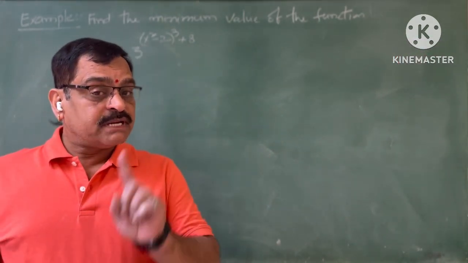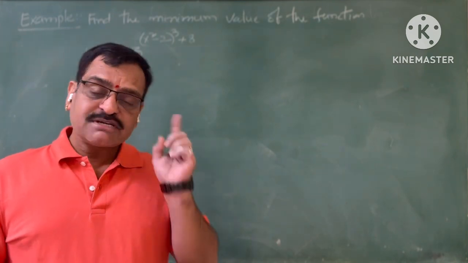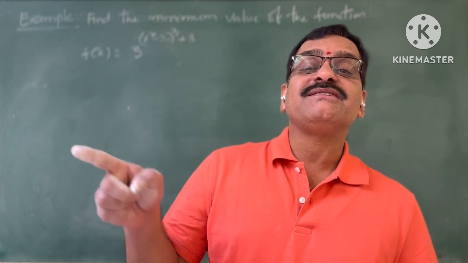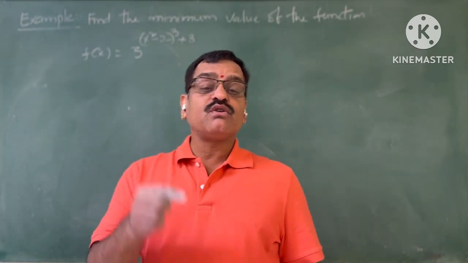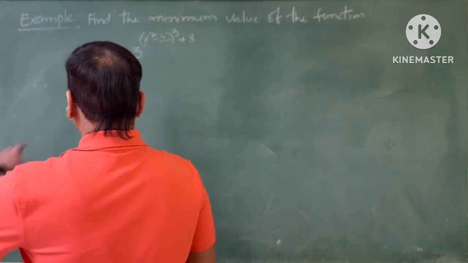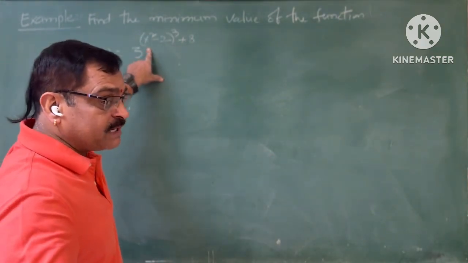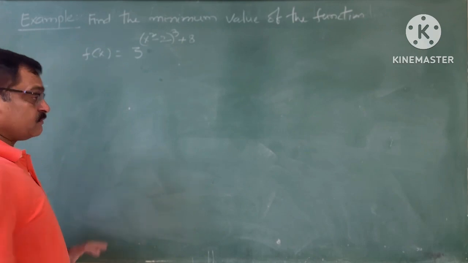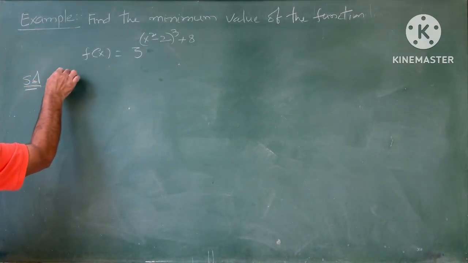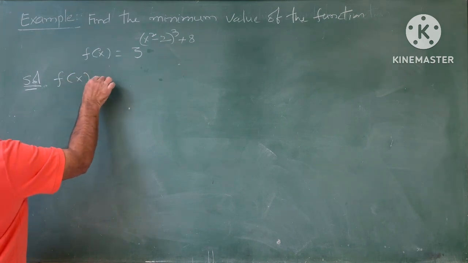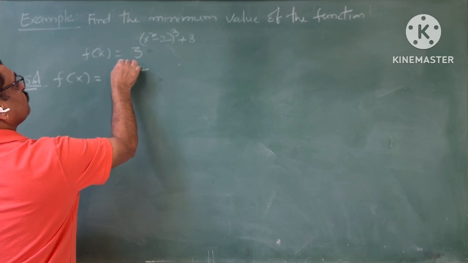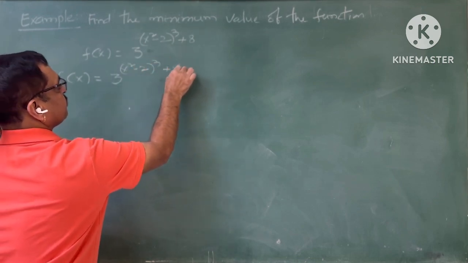To find the minimum value of the function, first we need to find at which point the function attains a minimum. Once you know that point, just substitute that x value in the place here, you get the minimum value of the entire function. So that's the concept of this solution. F of x is 3 raised to x square minus 2 whole cube plus 8.